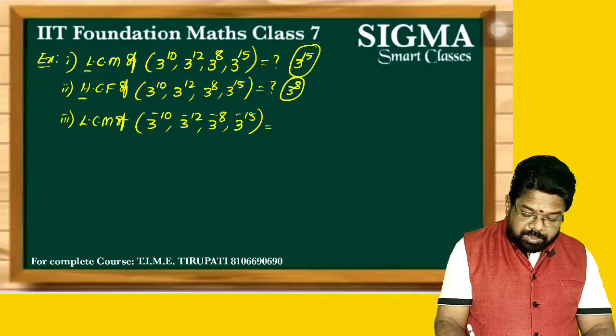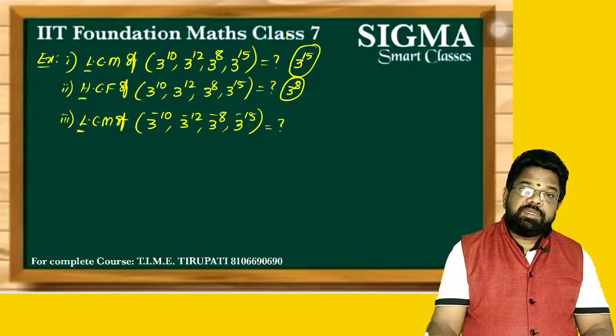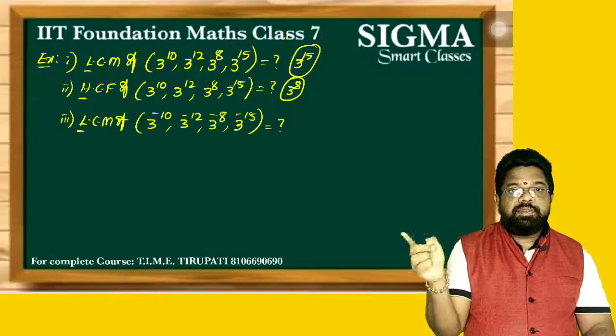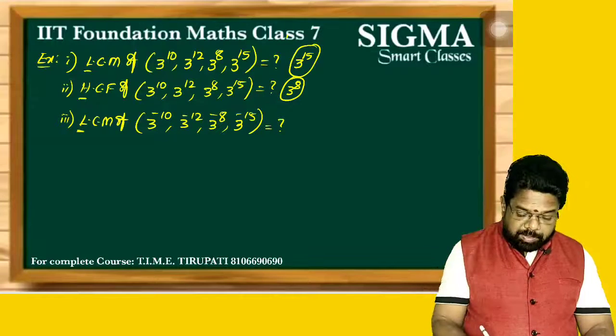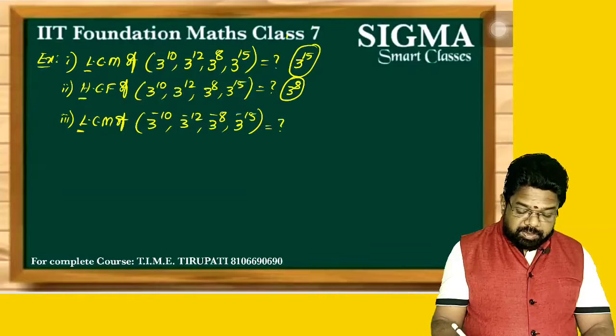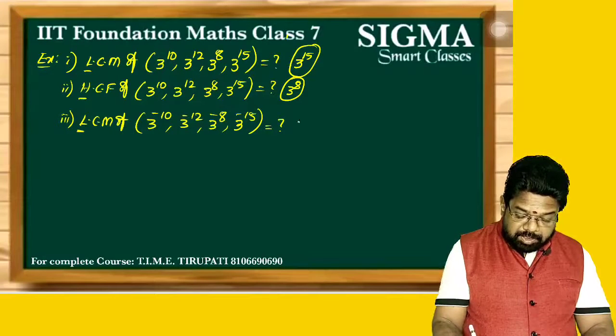If the powers are negative, we apply the same thing. LCM means least, but our answer will be the largest. So if a negative sign is given, smaller becomes larger and larger becomes smaller. Now the powers are minus 10, minus 12, minus 8, minus 15. Which is the larger power here? Minus 8. So our answer will be 3 power minus 8, it is larger.